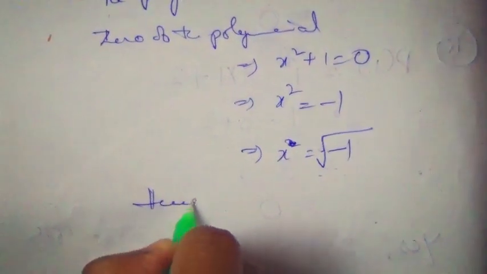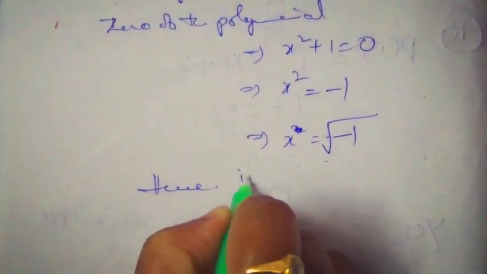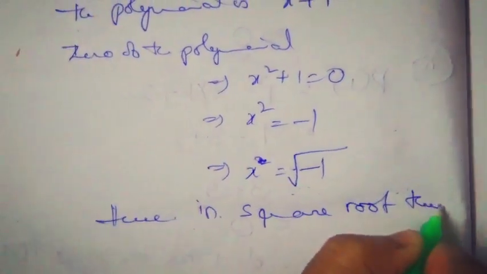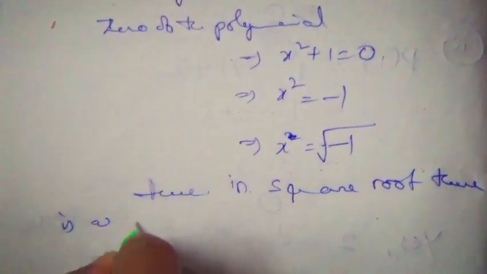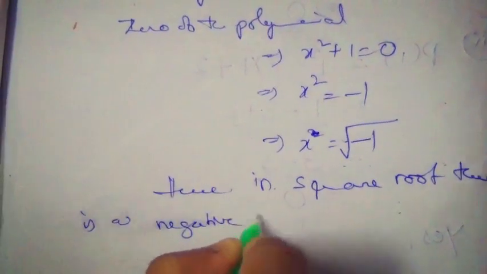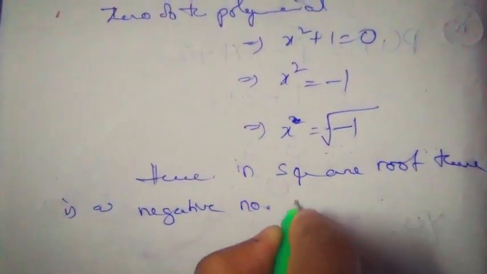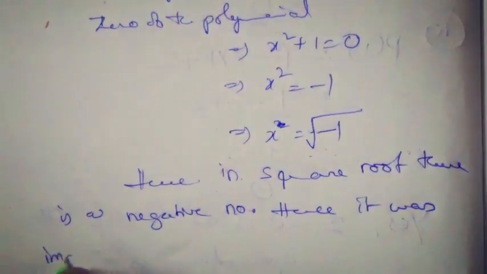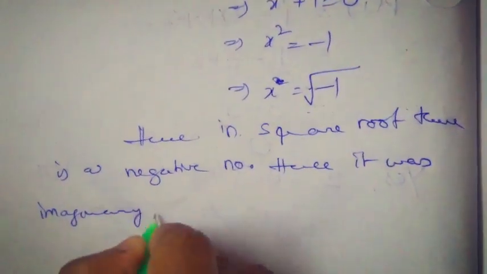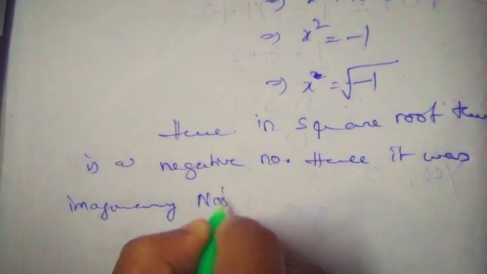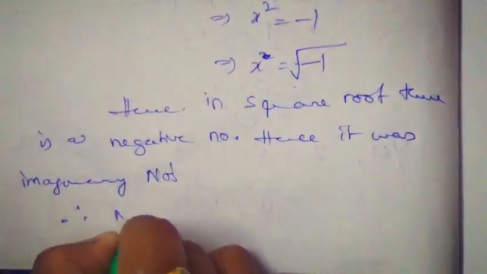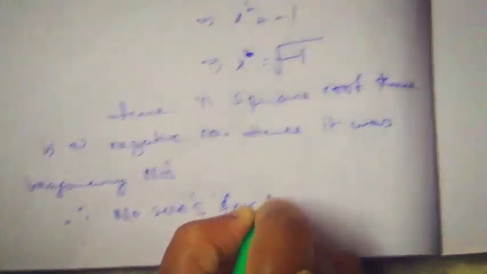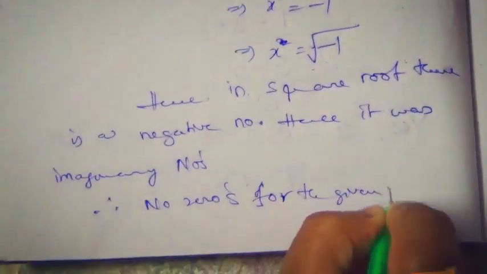Here in the square root there is a negative number, hence it is an imaginary number. Therefore no zeros for the given polynomial.